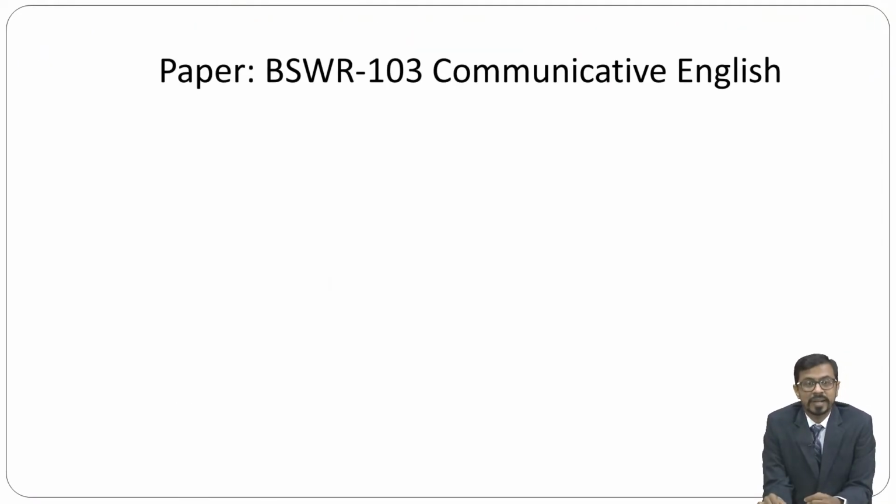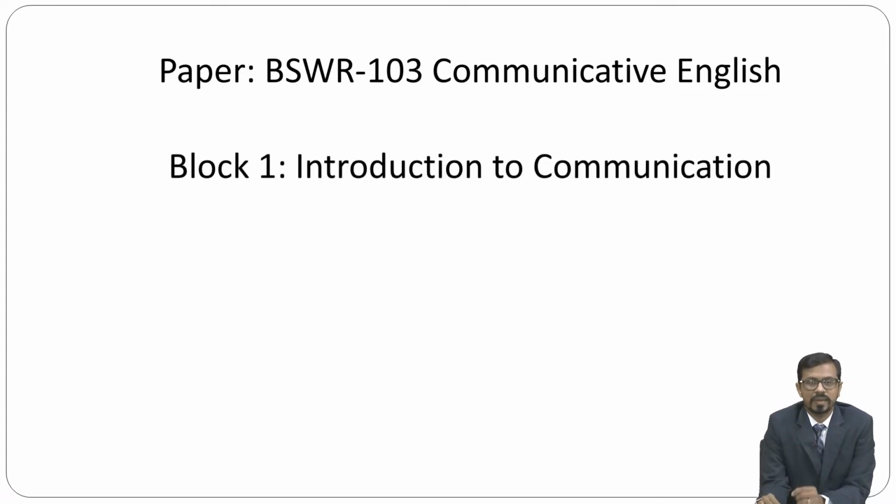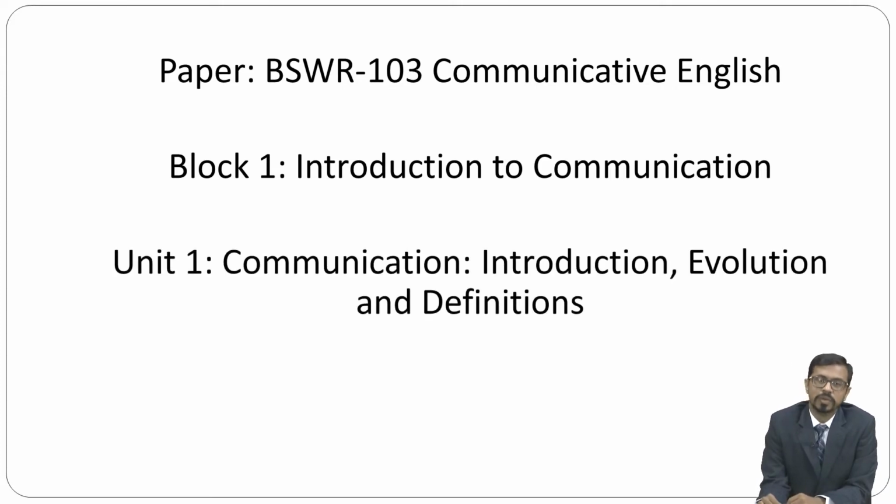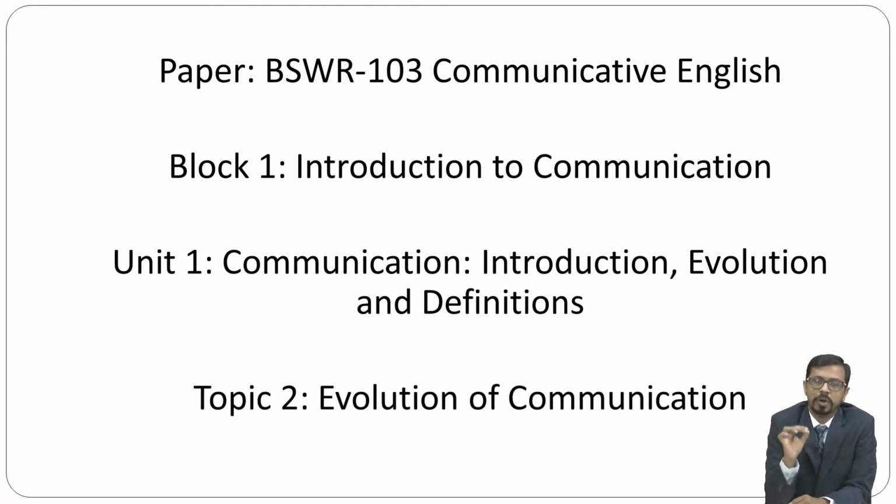Today, we are dealing with paper BSWR for the course of Bachelor of Social Work. The paper that we are dealing with is 103 Communicative English. We are dealing with Block 1, that is Introduction to Communication. In that, we are dealing with Unit 1, that is Communication, Introduction, Evolution and Definitions. Now, we are going to start with topic 2, that is evolution of communication.